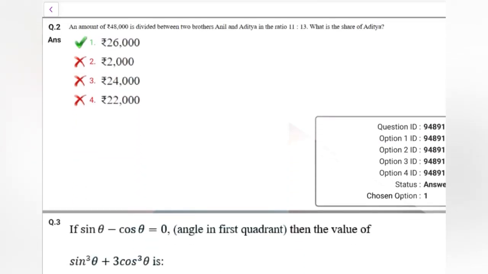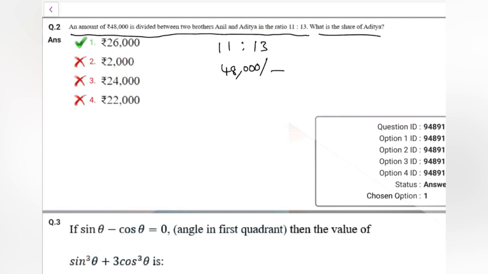An amount of 48,000 rupees is divided between two brothers Anil and Aditya in the ratio 11:13. What is the share of Aditya? Given the ratio is 11:13 and the amount is 48,000 rupees. So we have to find the share of Aditya.